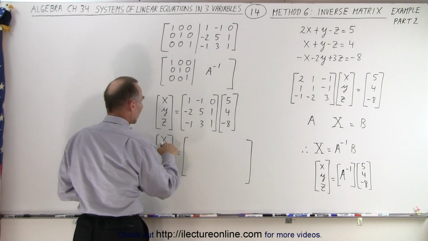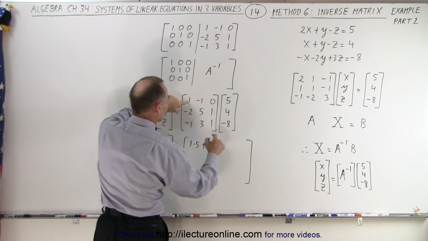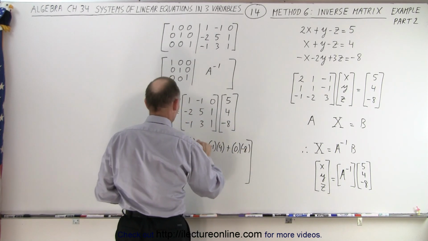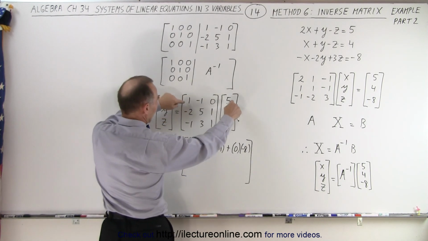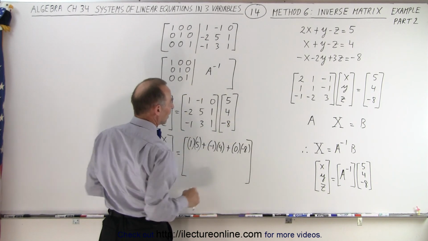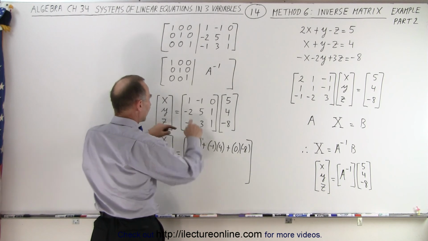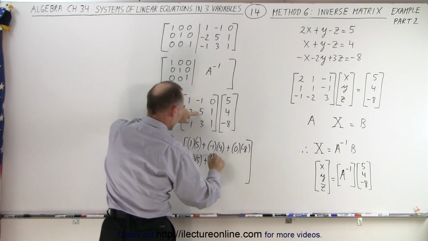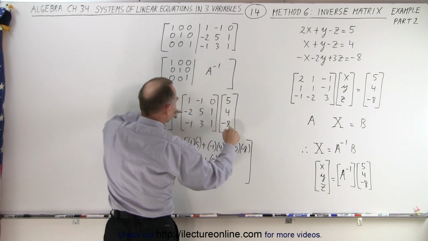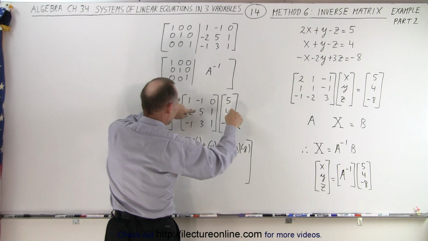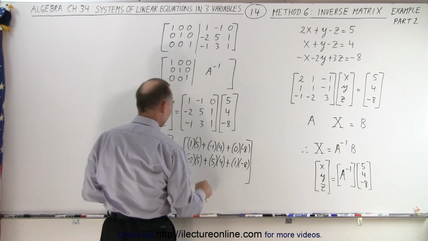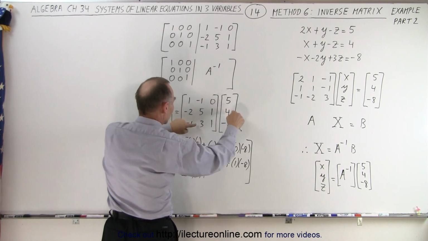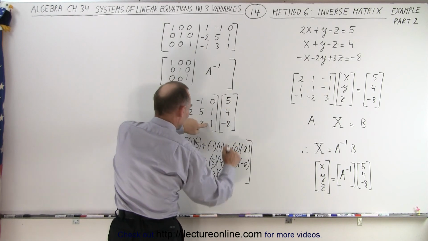And so my first element, which is equal to x, is going to be 1 times 5 plus negative 1 times 4 plus 0 times negative 8. And yes, I might as well just put parentheses around it like that so I stay consistent. So again, it's 1 times 5 plus a negative 1 times 4 plus a 0 times negative 8. For the second element, which is equal to y, I take the second row, multiply times this column, so it's negative 2 times 5 plus 5 times 4 plus 1 times negative 8. So I go across this way, I go down this way, so negative 2 times 5, 5 times 4, 1 times negative 8. And finally, to get the z value, I multiply this row times this column, so negative 1 times 5 plus 3 times 4 plus 1 times negative 8.